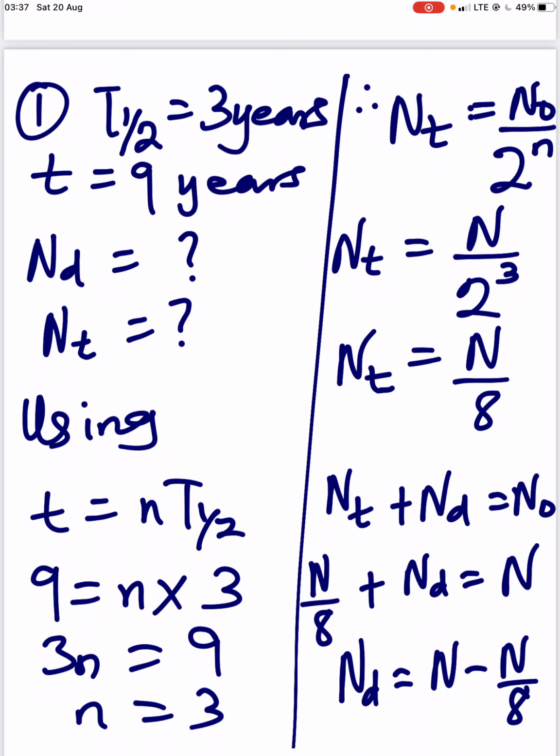Using t is equal to n times T half, we can easily see that 9 will be equal to n times 3, because 9 is the small letter t here. 3n will be 9 and n is 3. So Nt is N0 over 2 raised to the power n. Nt will be N over 2 raised to the power 3. We are given that the original amount is N. So that means Nt, the amount remaining, becomes N over 8.